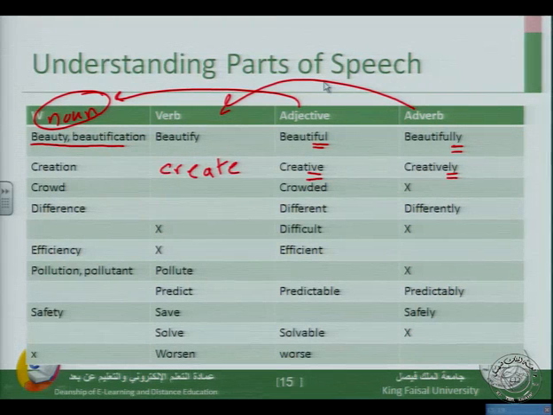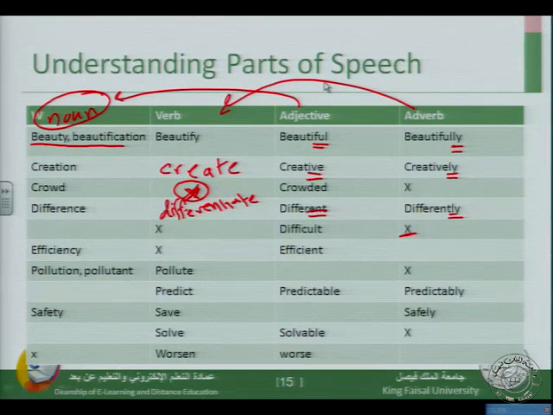Crowd, the verb is crowd. Here the adjective is crowded. It doesn't have, actually, it doesn't have anyone, so it doesn't have a verb. Okay, difference, differentiate, different and differently. Different, notice this is an adjective. Differently, we added ly to the adjective and it became an adverb. This is kind of an assignment, homework: check your dictionary and make sure if crowd has a verb or not.